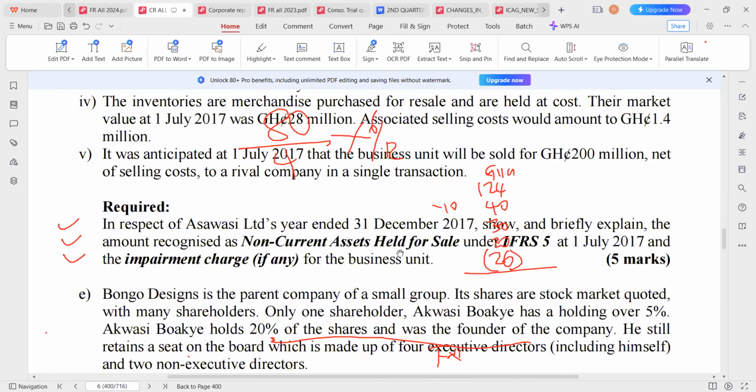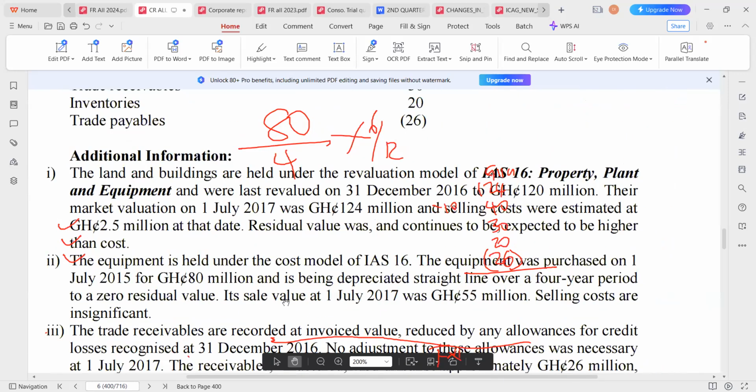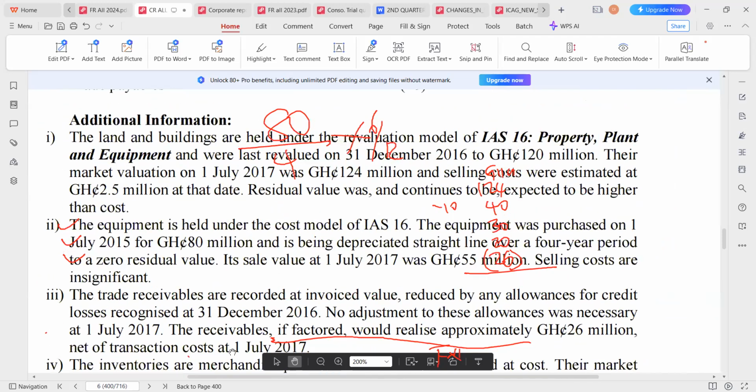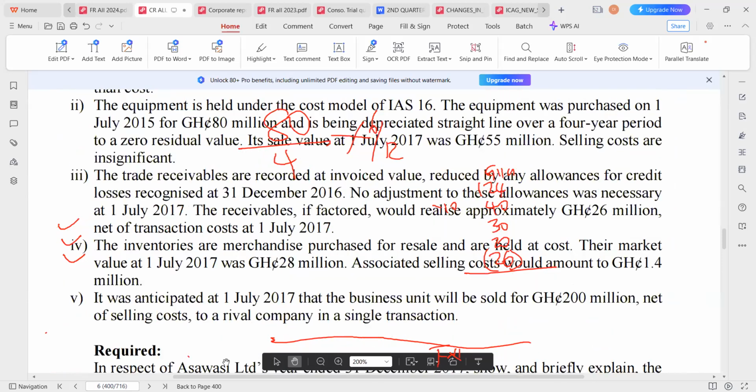If I want to be very clear here, Note 3 talks about trade receivables. If you watch Note 3 carefully, it says trade receivables are recorded at invoice value. No adjustment or allowance for credit losses needs to be done. The realized value is here. Inventory, there was something said about inventory. Inventory was purchased for resale at a cost. The market value of the inventory is this. Selling cost is all this. You see, nothing needs to be done about inventory.